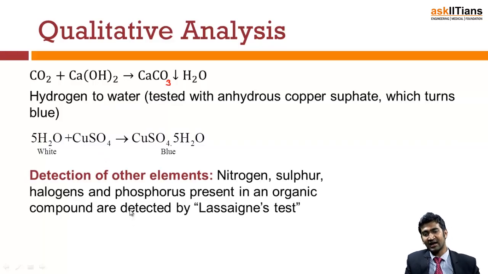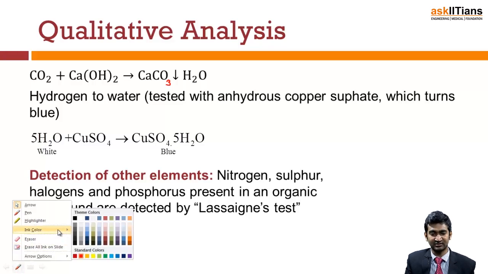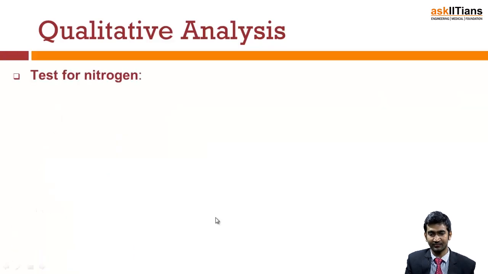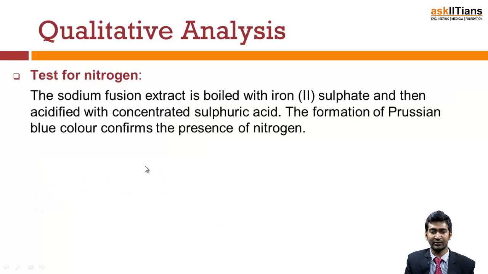Now to detect the other elements, which are nitrogen, sulfur, and the halogens, we perform a test known as Lassaigne's test, guys. First, the test for nitrogen. The sodium fusion extract is boiled with iron sulfate, FeSO4, and then acidified with concentrated H2SO4. What happens? A blue color appears. This blue color tells me nitrogen is present.